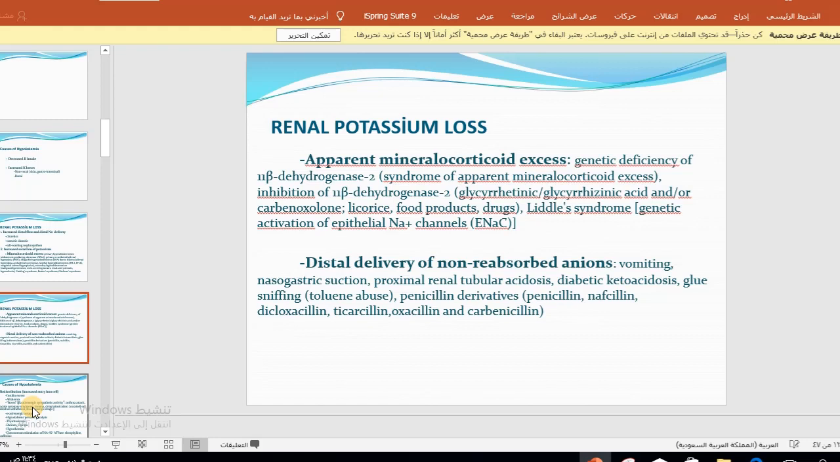Or distal delivery of non-reabsorbed ions, like vomiting, angiotubular suction, proximal renal tubular acidosis, diabetic ketoacidosis, glue sniffing, which is a form of addiction, and penicillin derivatives like nafcillin, penicillins, and carbenicillins.